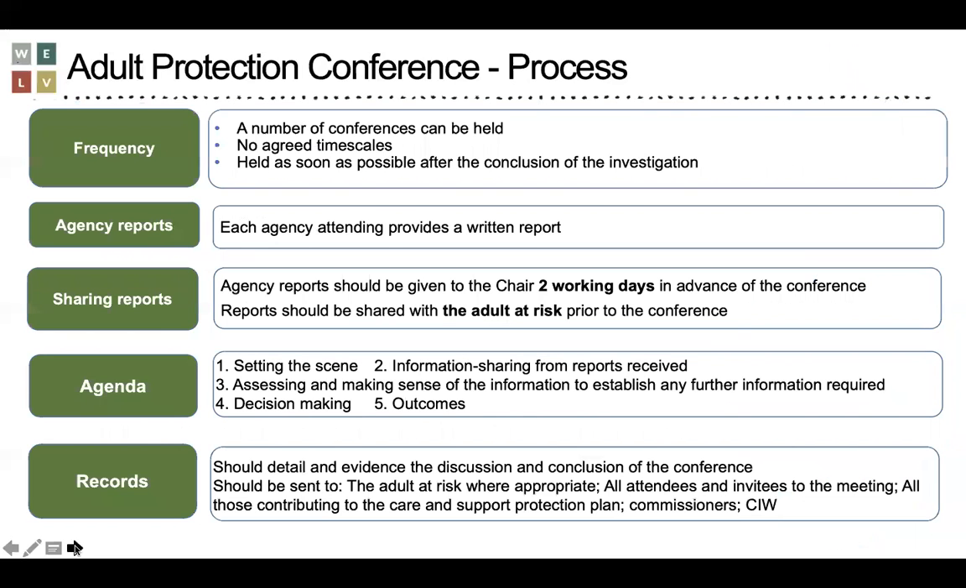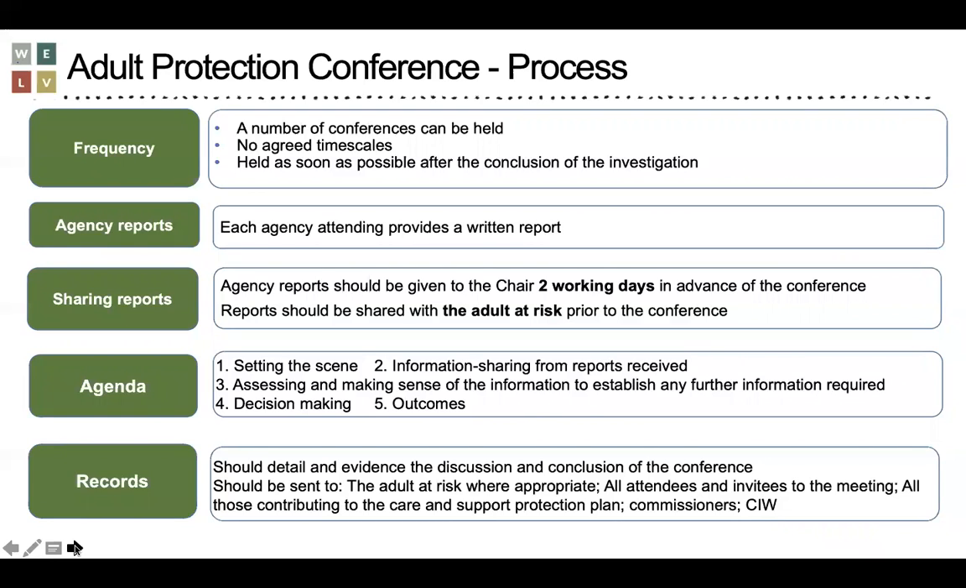The procedures go on to describe the process that comes with an adult protection conference. There are no agreed timescales by which the conference must be held, and a number of conferences can be held based on the individual circumstances of the case. There is a requirement that each agency attending the conference completes a written report. Within the procedures, there is clear information setting out what information needs to be included in the report.